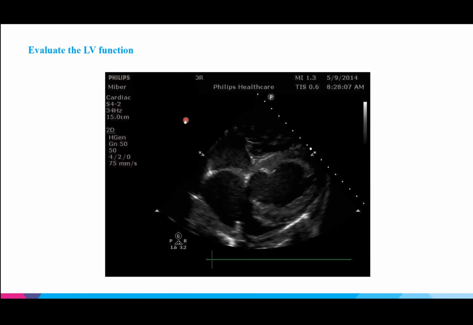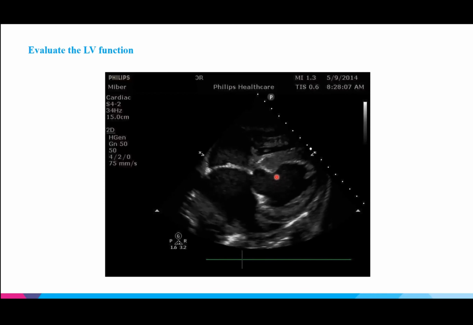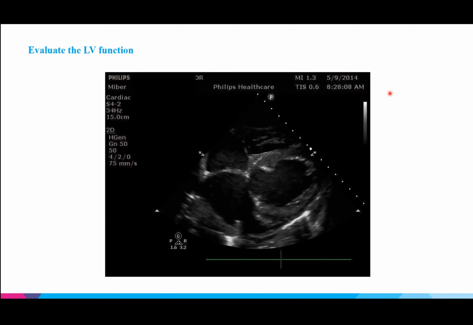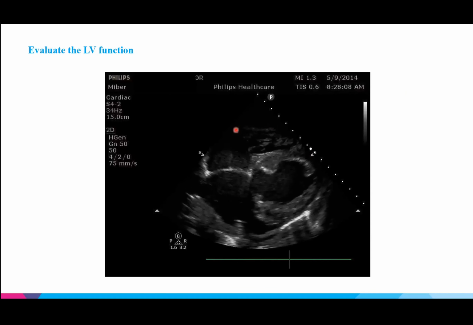All right, so we have a majority saying severely reduced, and then some saying reduced, and then no one says hyperdynamic or normal. Okay, good. And then what is this one? All right, subcostal. Does everyone else agree? So this is a subcostal view, right? Because it's 4 chambers, right? We're seeing 4 different structures here.